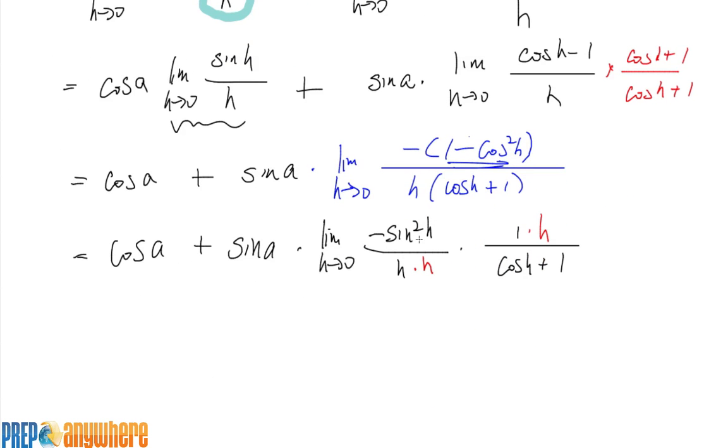And notice that even though this is approaching minus 1, this is going to approach 0. So we only have cosine of A left over, right? Because 0 times anything really is 0. So the limit is approaching cosine of A.